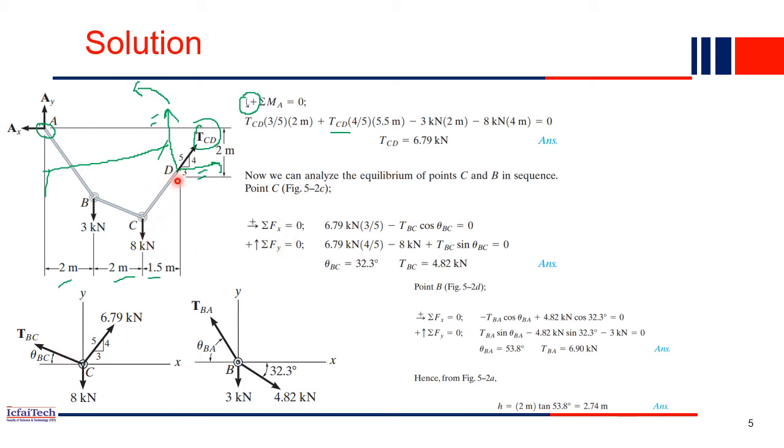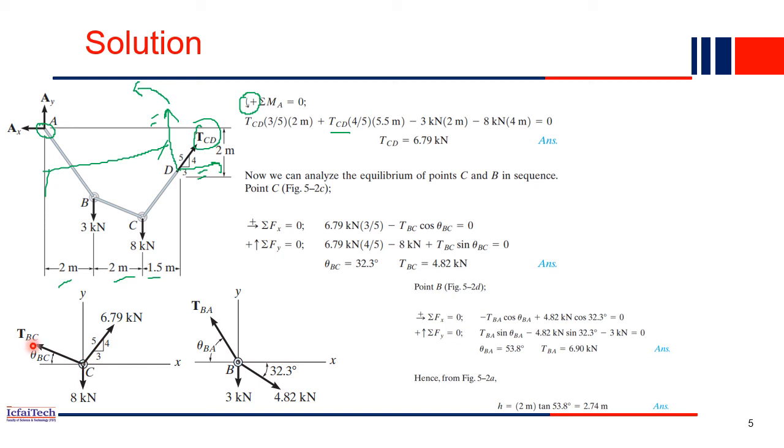We know TCD, so let's take the free body diagram of joint C. This is the free body diagram of joint C. Just now we computed the value of TCD, which is 6.79. The slope is also known. So what are the unknown forces at C? The 8 kilonewton is given, acting downward, and TCD we know. This slope is also given to us.